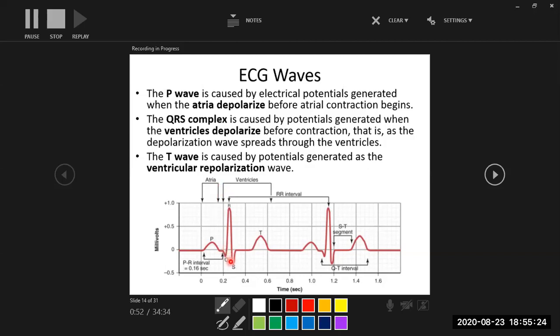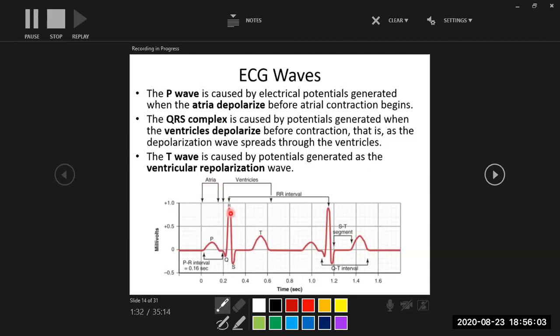Then the signal will go on, and the ventricular muscle will generate its depolarization. Ventricular muscle depolarization will cause another wave. This wave is called a QRS wave. QRS is the ventricular depolarization, and that will stabilize and then a ventricular repolarization will be detected by a T wave. So we have the P wave, atrium depolarization.